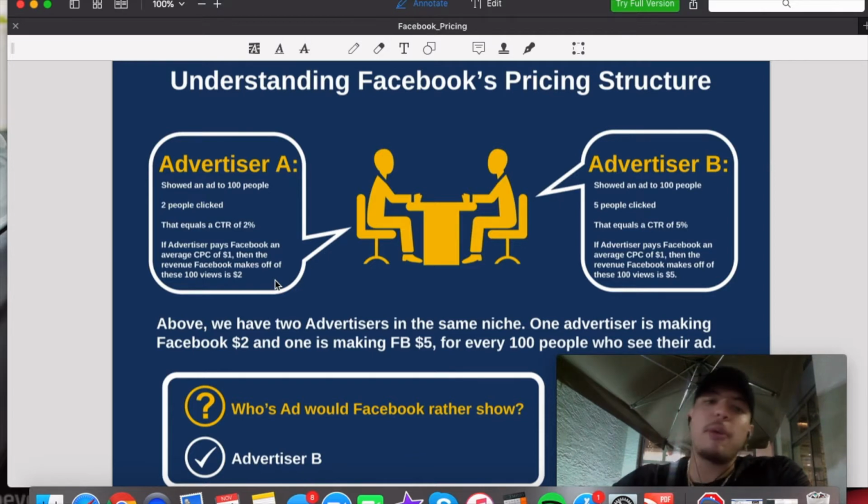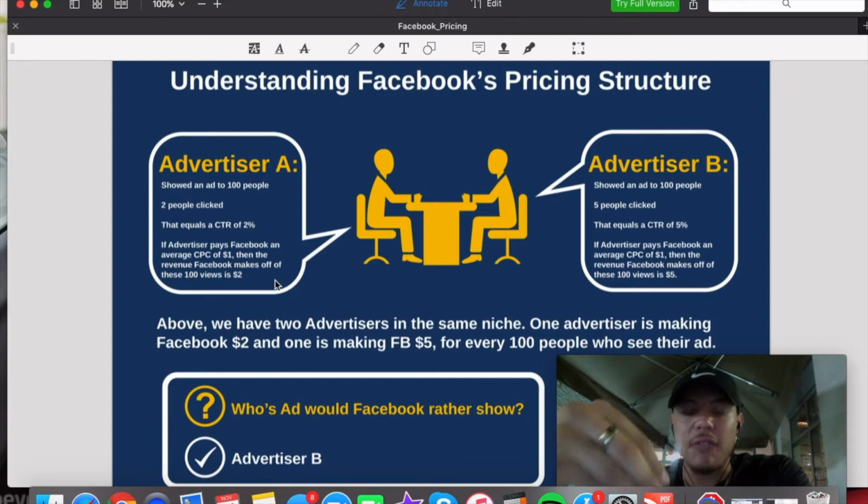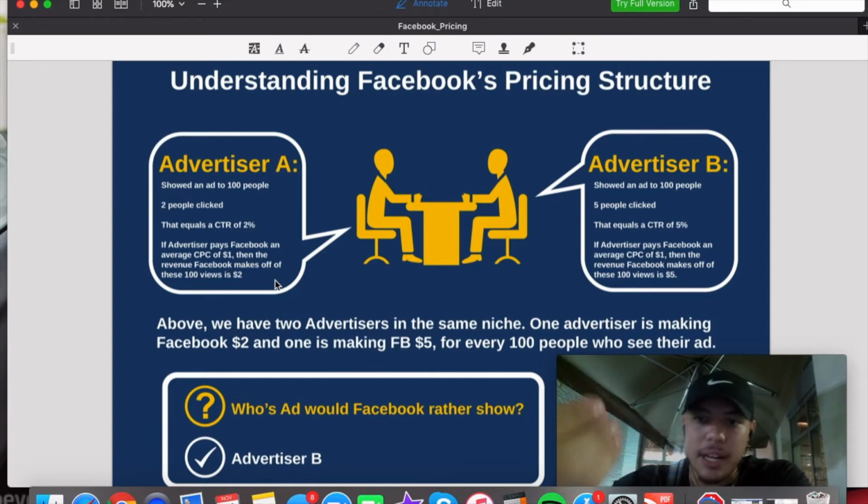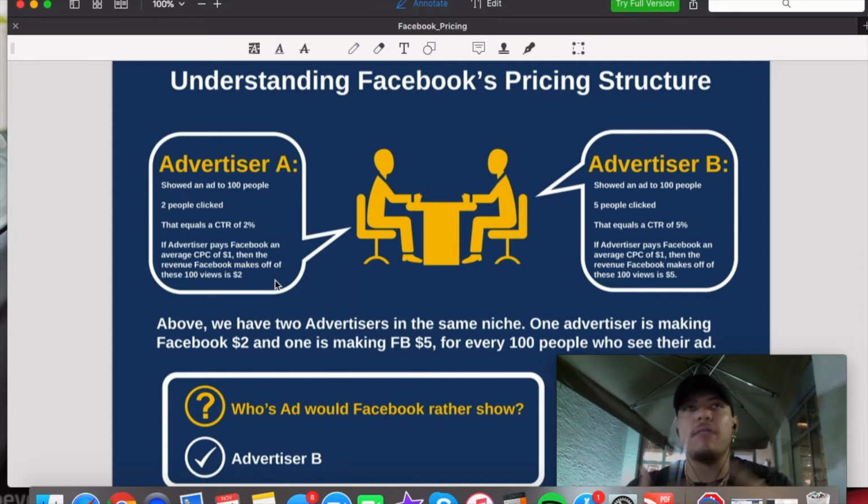Now think about it. Remember, Facebook is in the business of making money. Facebook is in the business of keeping people on their platform, that way they're engaged with ads and they make money. So if you were in Facebook's shoes, would you rather show the ad to somebody that has a lower click-through rate where you make only $2, or the ad that makes you $5? Right? Obviously, advertiser B in this case is going to win the auction and get shown. Their ads are going to get shown because not only is the user engaging with the ad, clicking on the ad, it's making Facebook more money.